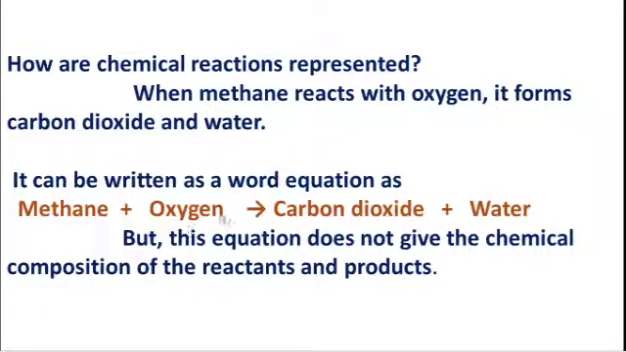Methane is reacted with oxygen to form carbon dioxide and water. This equation does not give the chemical composition of the reactants and products. From this statement, we can't understand the chemical composition of the reactants and products. In this reaction, methane and oxygen are the reactants. Carbon dioxide and water are the products.